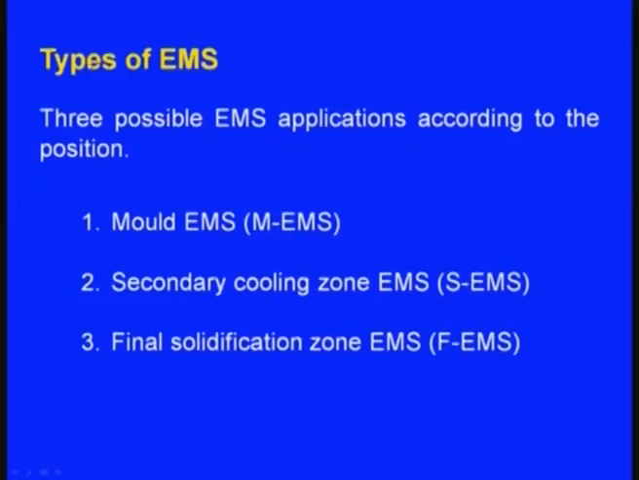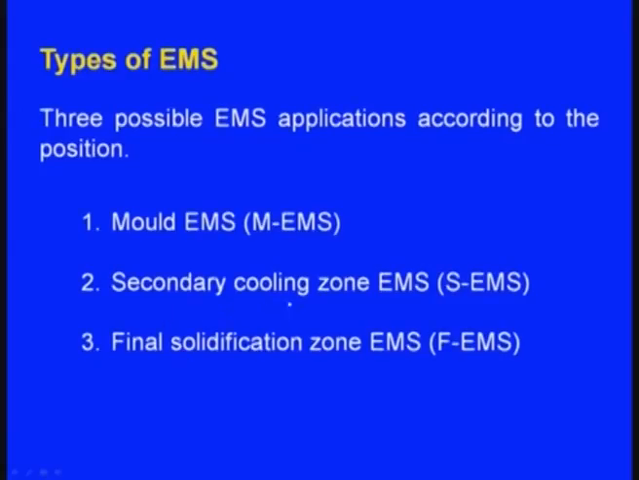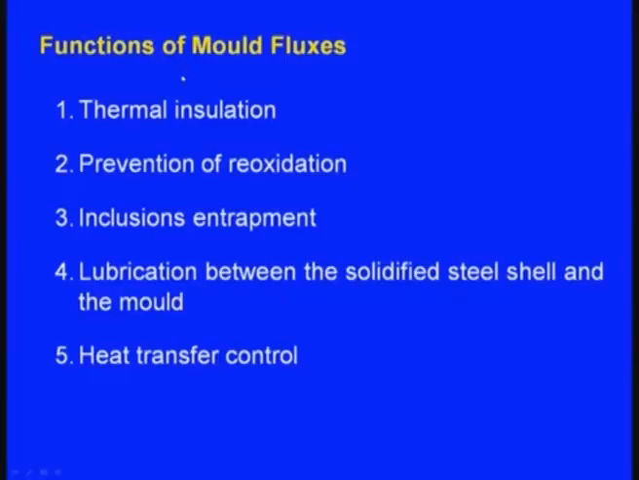Next, we have learned the different types of the electromagnetic stirring process. There are three types of EMS applications. One is the mold EMS, second one is the secondary cooling zone EMS, third one is the final solidification zone EMS we have learned in this lecture. Next one, we have also seen the functions of the mold fluxes. Finally we have learned about different continuous casting defects.